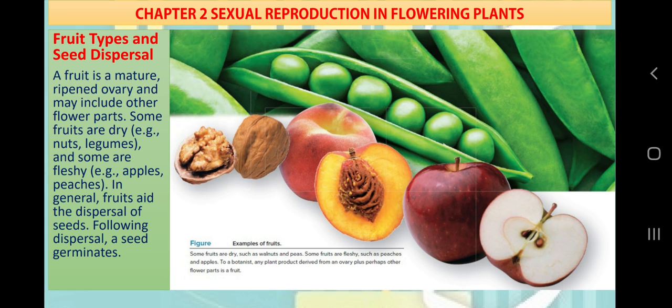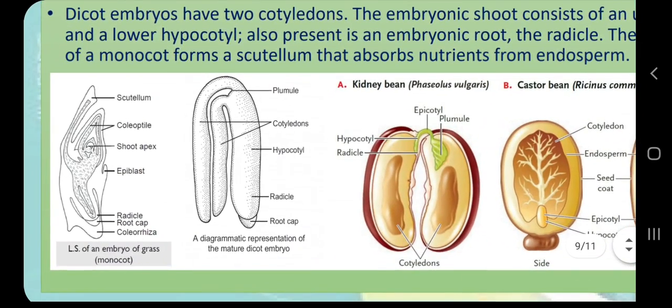monocot or dicot plant. Finally, the second fertilization, which is triple fusion between polar nuclei and one sperm, will give rise to the primary endosperm nucleus, which will give rise to endosperm, and seeds will have or not have endosperm depending on whether they are endospermic seeds or non-endospermic seeds.